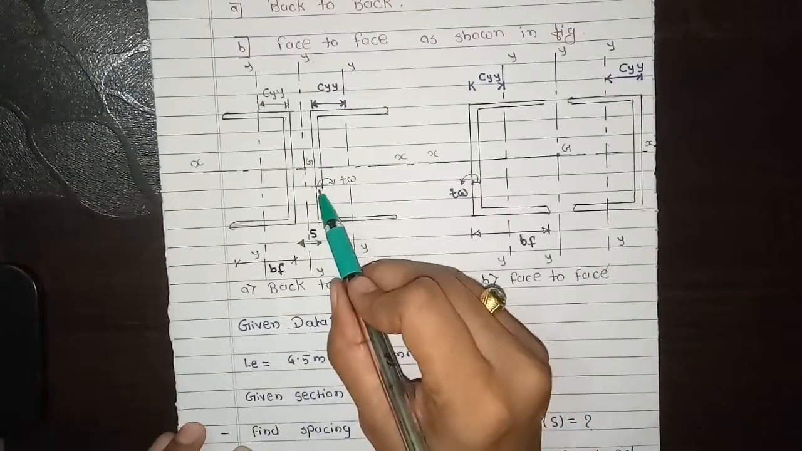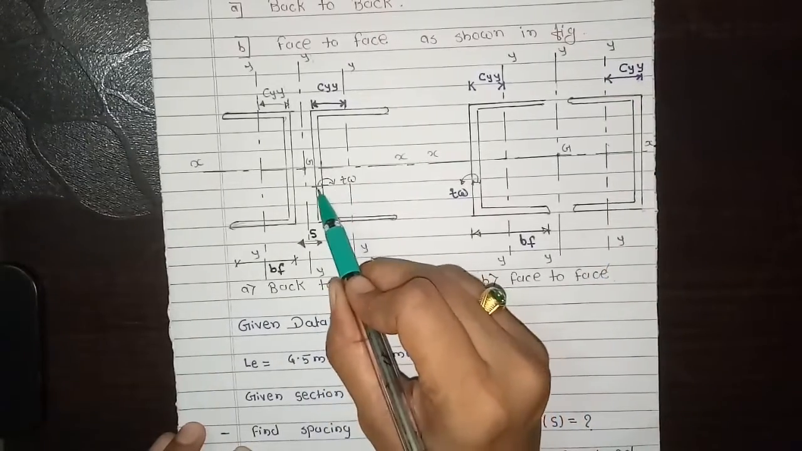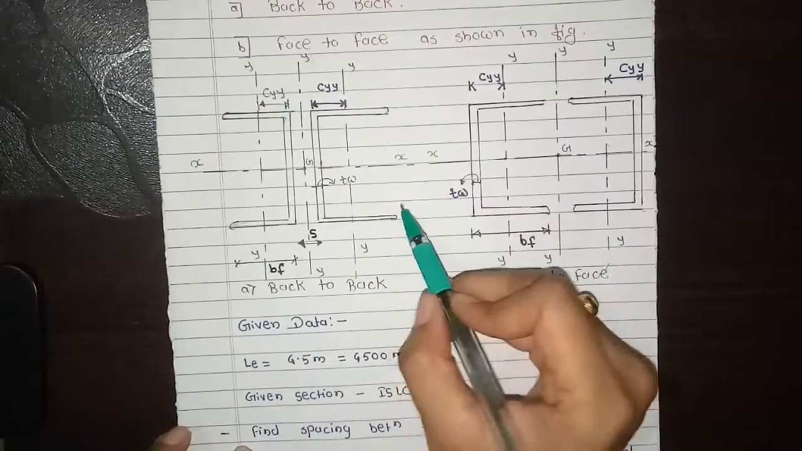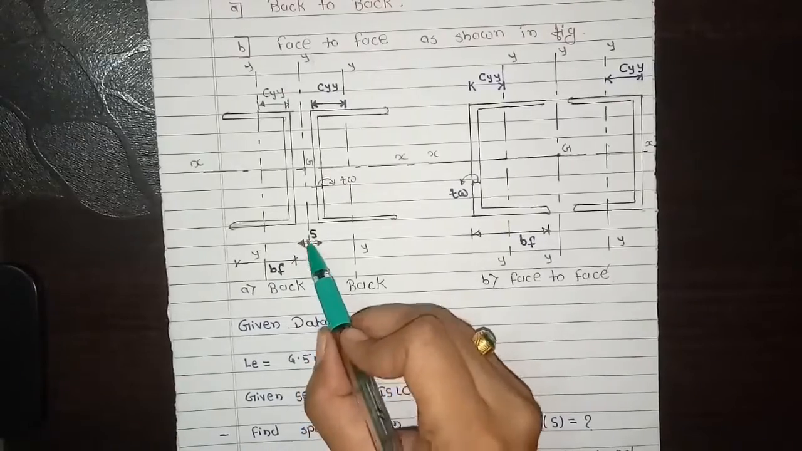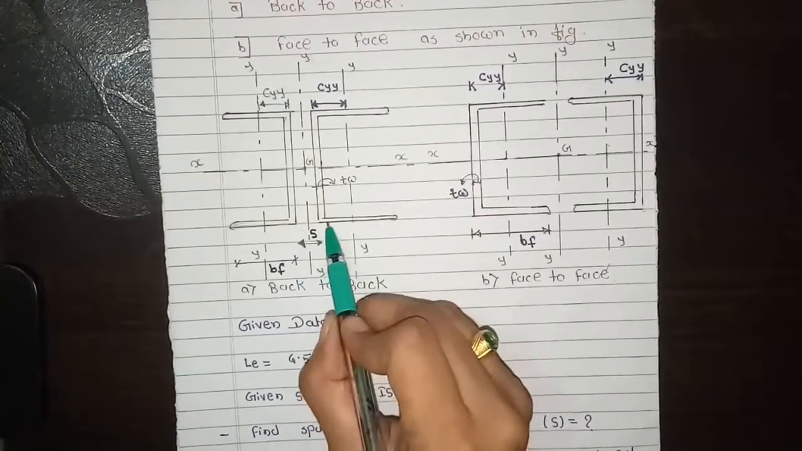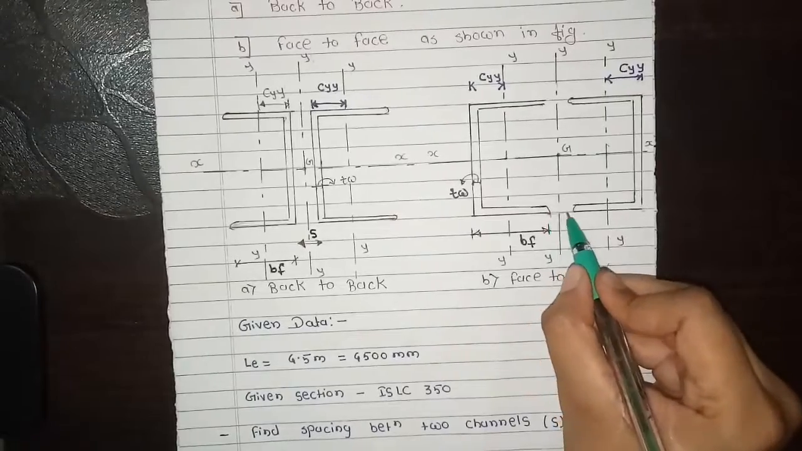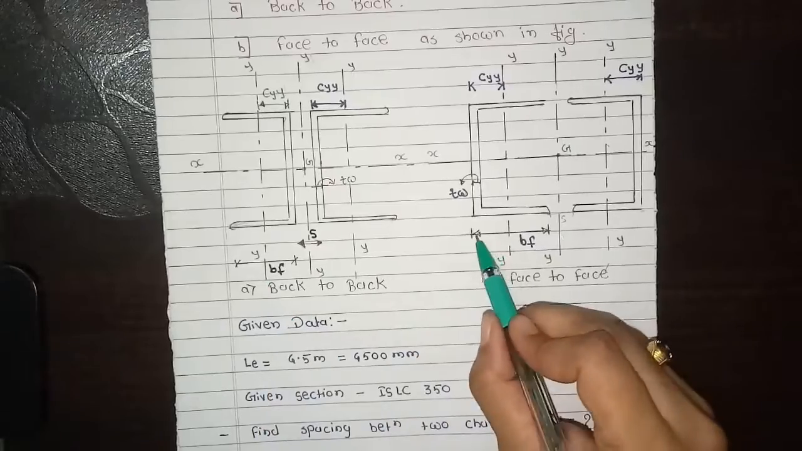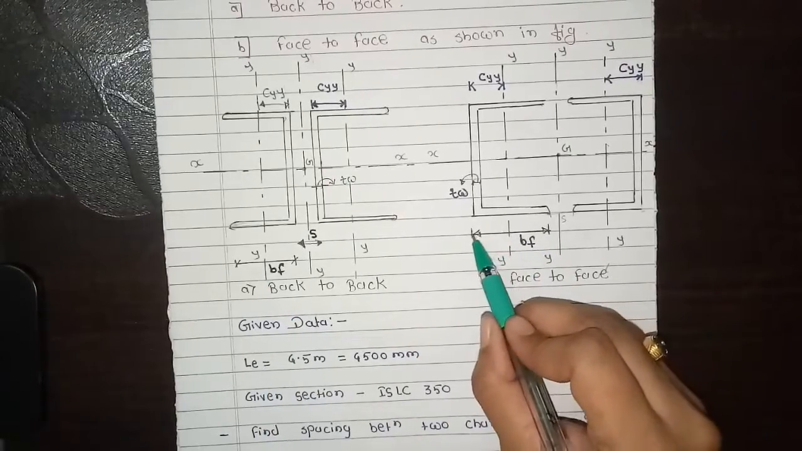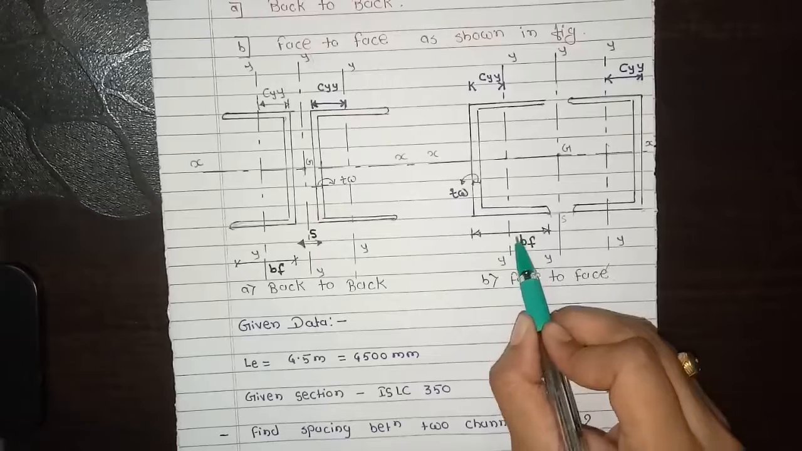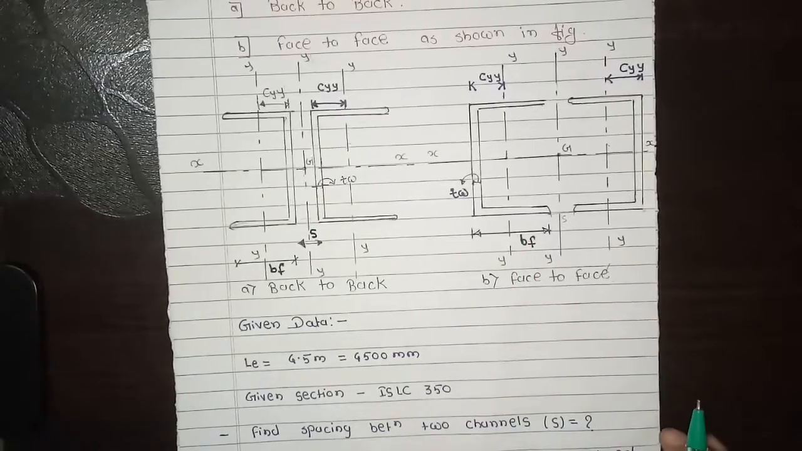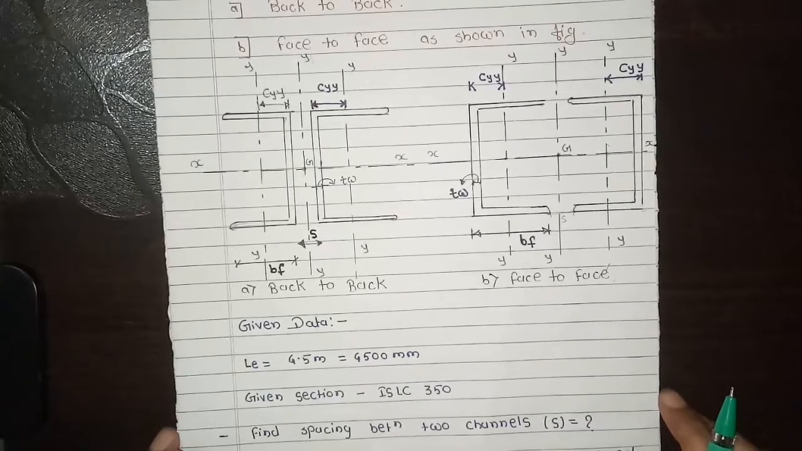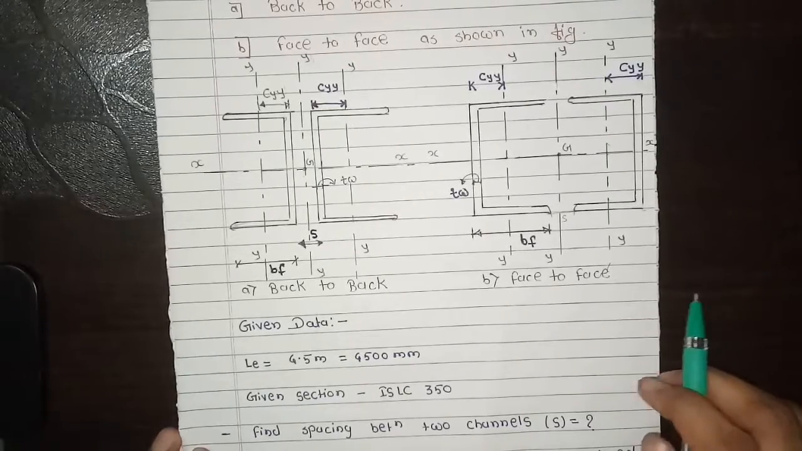CYY is the distance from the center of gravity of this section to the back portion. TW is the thickness of web. This is the flange, top flange and bottom flange. S is the spacing between these two channel sections. BF is the width of flange. So this is the built up section.